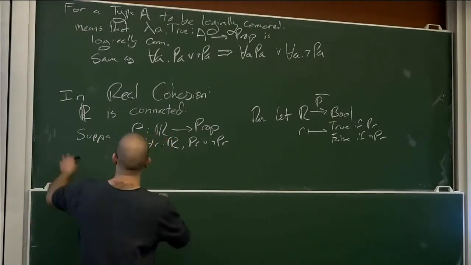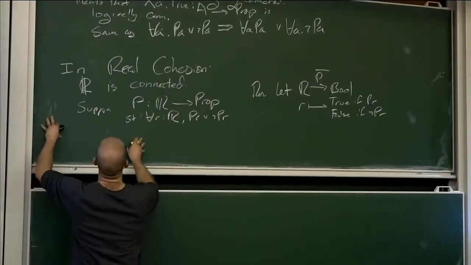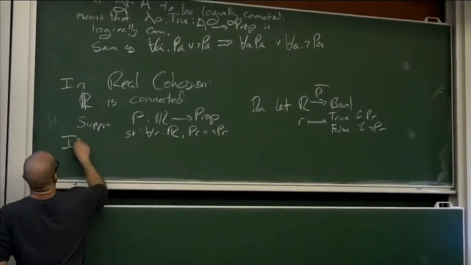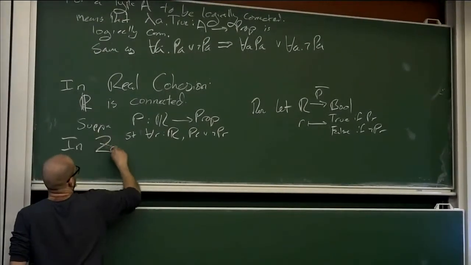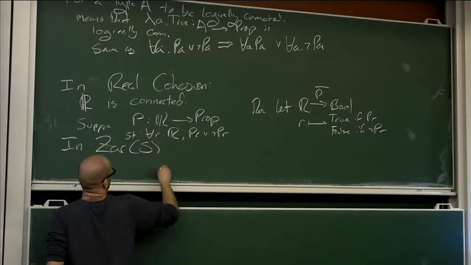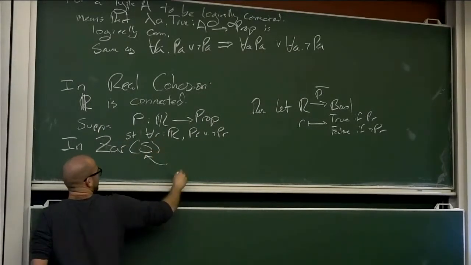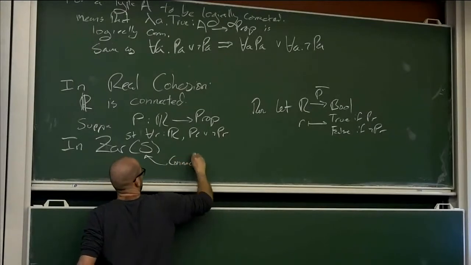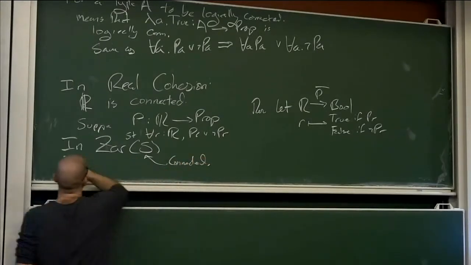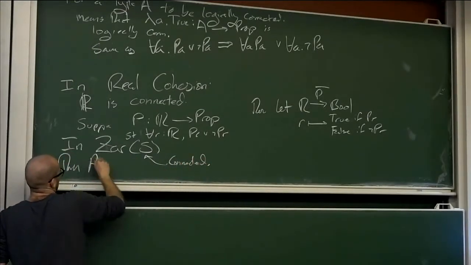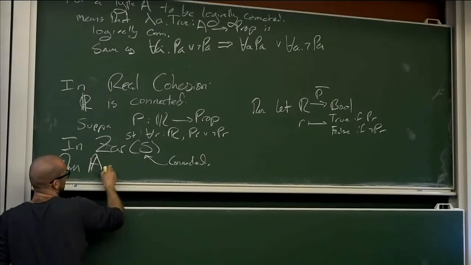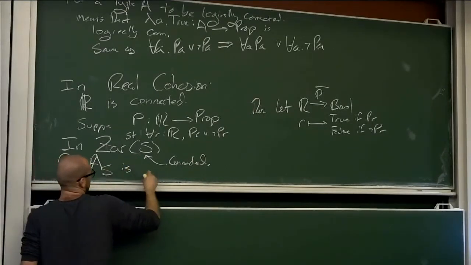And I'll note that if you were working in, say, Zariski topos over S, where S is connected, then the affine line for S is logically connected.